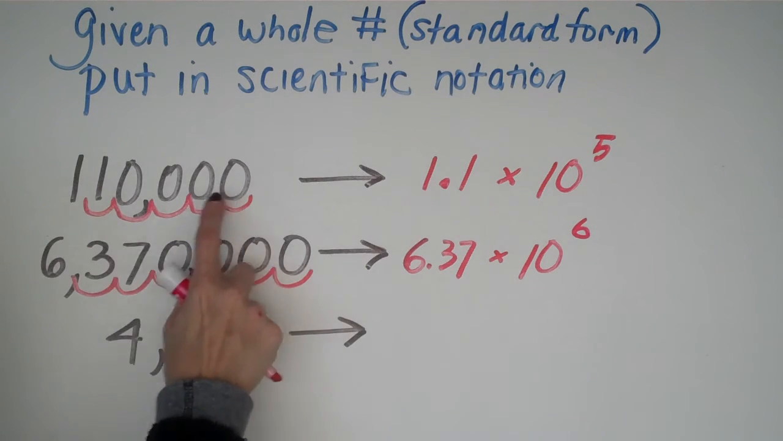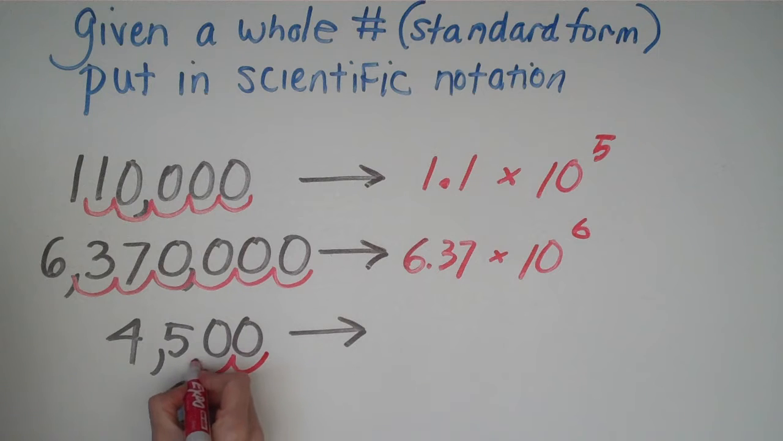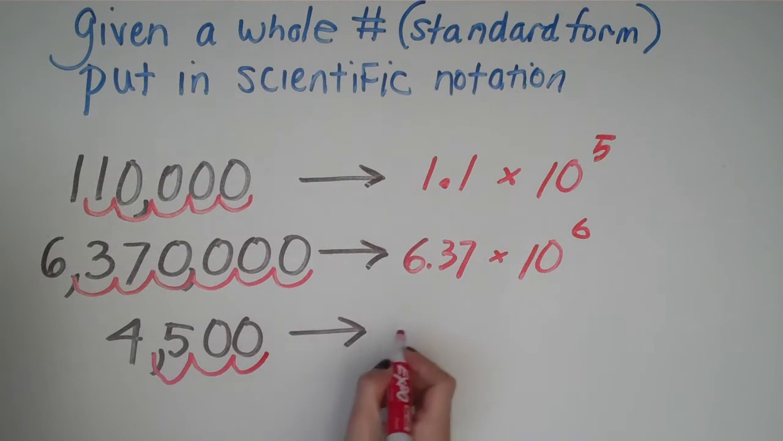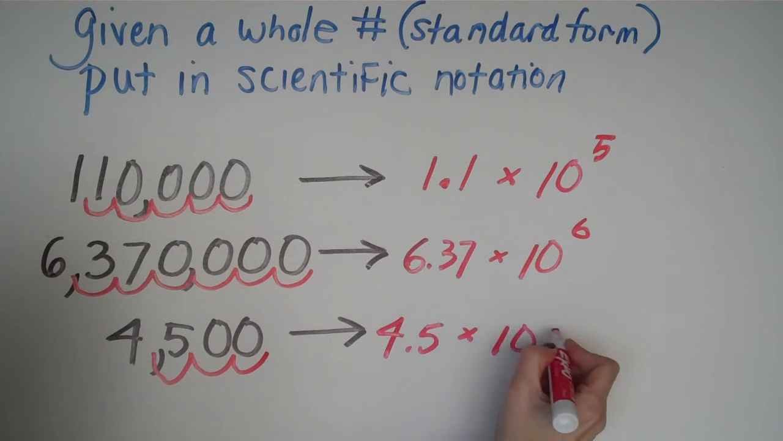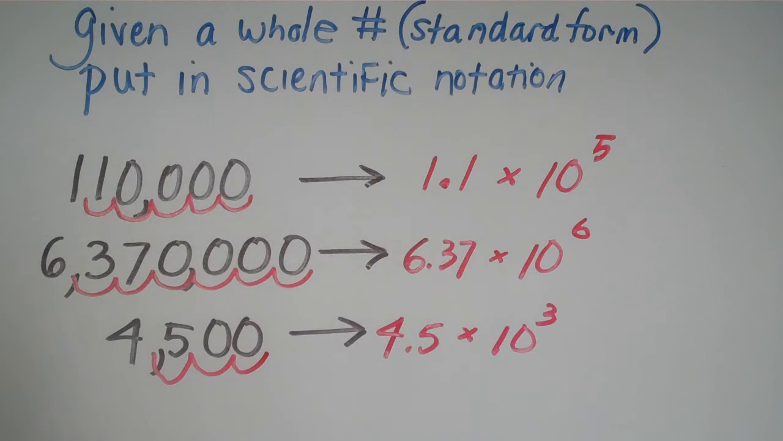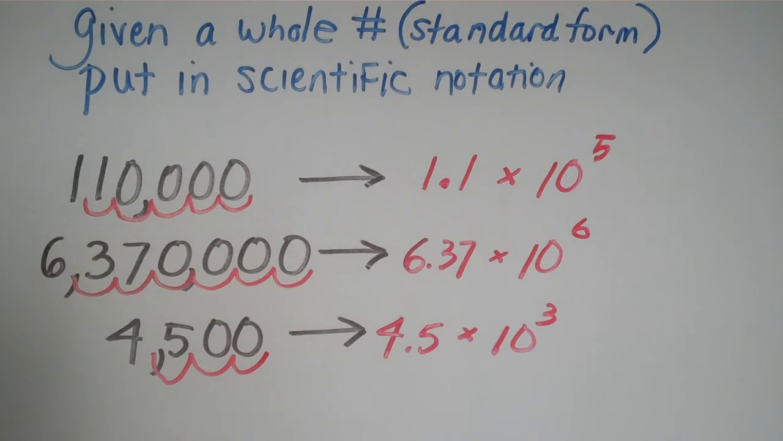And notice that these are all whole numbers in standard form, and we're getting positive exponents. So again, we're going to start here, 1, 2, 3. So it becomes 4.5 times 10 to the 3rd power. That's really it. You're just copying the first few numbers, putting a decimal after the first number. And then the exponent is how many spaces you moved over.